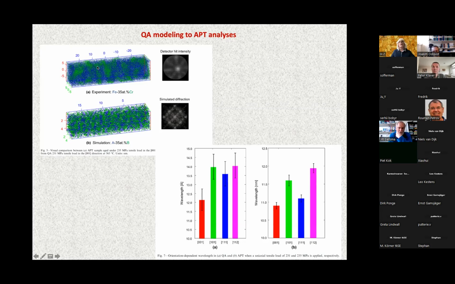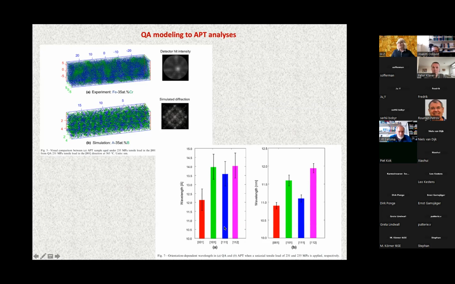We can see that chromium-rich region, and this is our simulation, and we can measure the evolution of this length scale of the spinodal decomposition as a function of the stress. In this case, it's for the given stress, but different directions, and we can see that there is some variation if we apply the stress in the 001, 101, 111, or 112 direction.